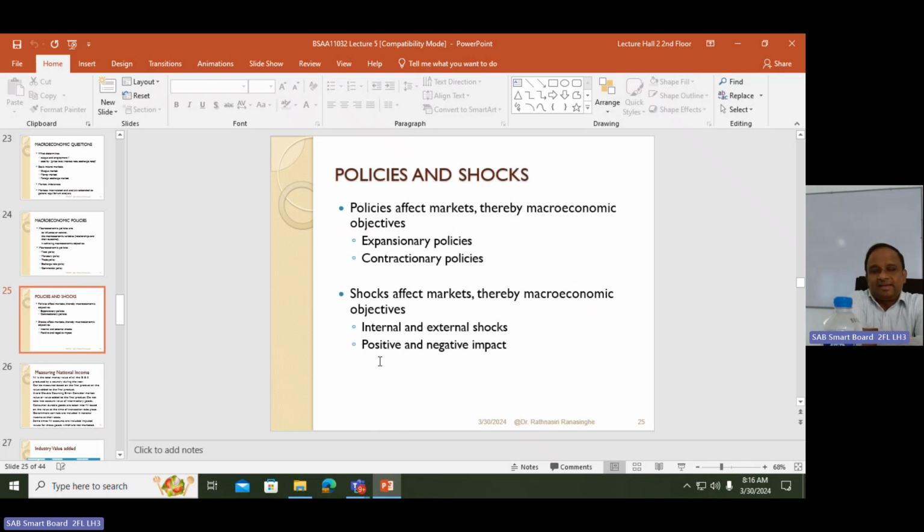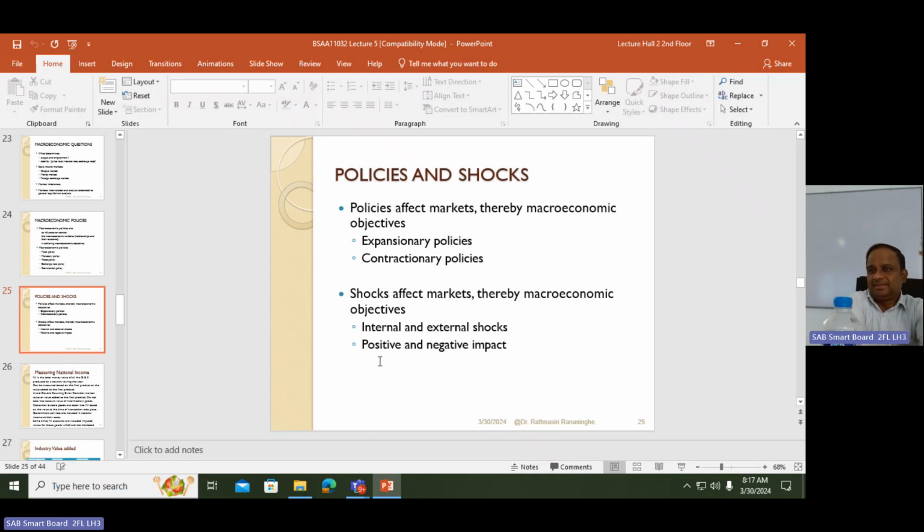So similarities are there. We talk about these policies, expansionary and contractionary policies. There are two types of policies. Also, shocks can be internal or external. Some shocks arise from the internal environment, like flood or drought, which is also a shock to the economy. And also some external events, like a financial crisis.